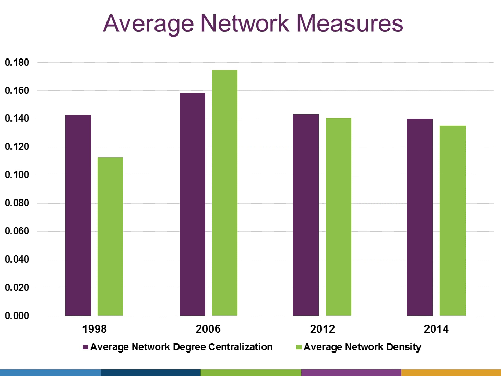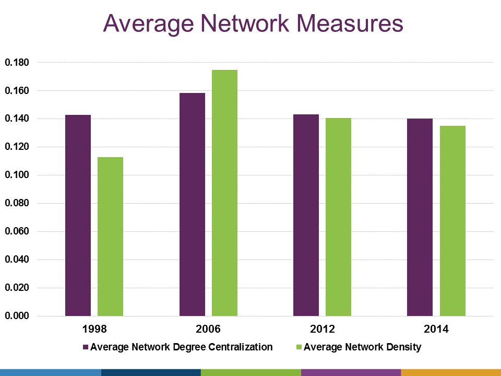So some descriptive data for you guys. What you're looking at here are the average network measures. In purple you see average network degree centralization, and in green you see average network density. We see in general that in 2006 there was a bump across both of these, and a large part of this can be explained by preparedness funding, and we'll talk about that in more detail.